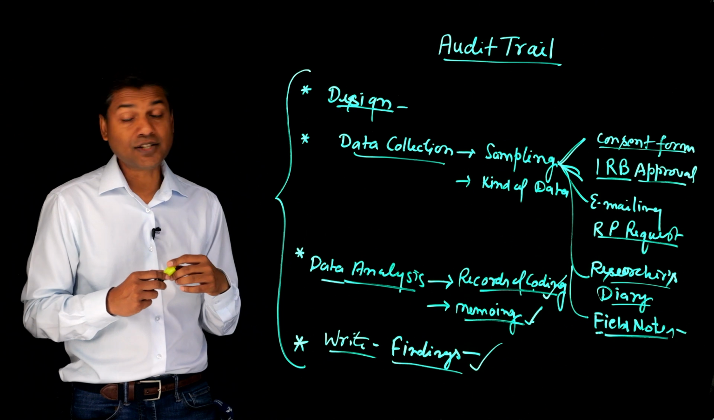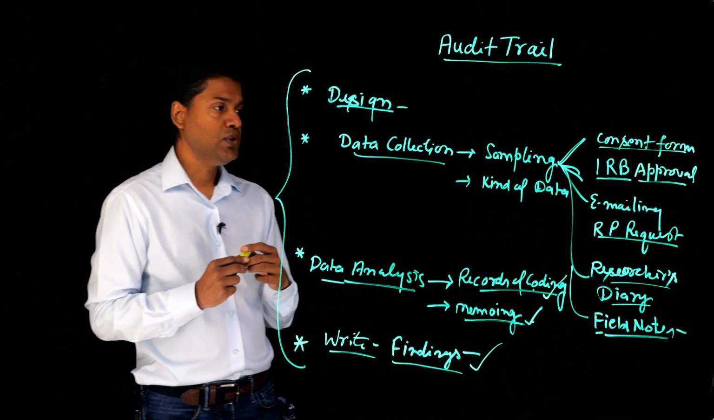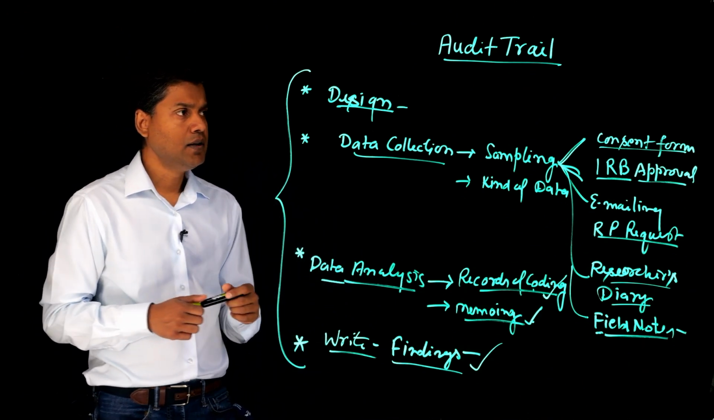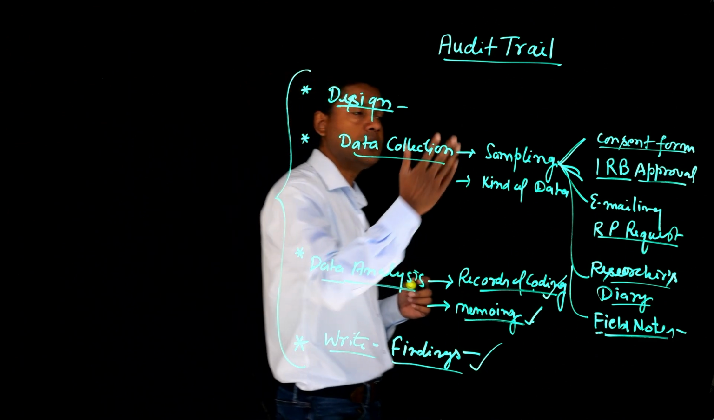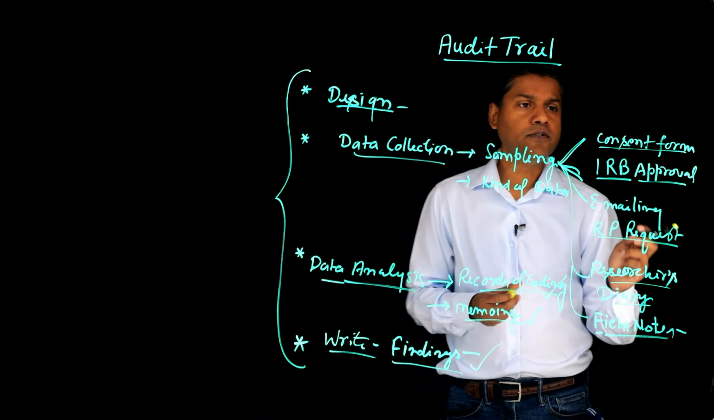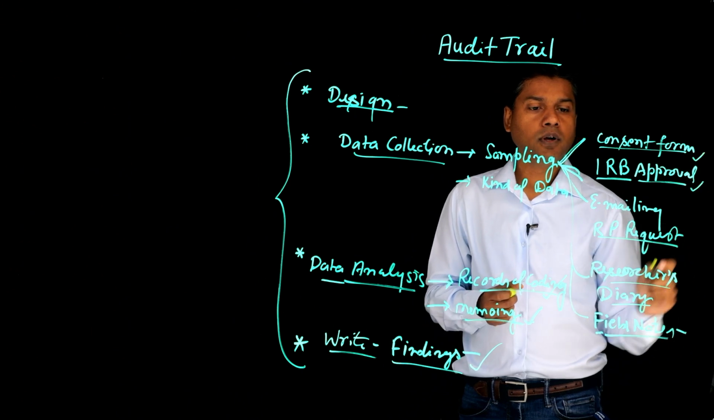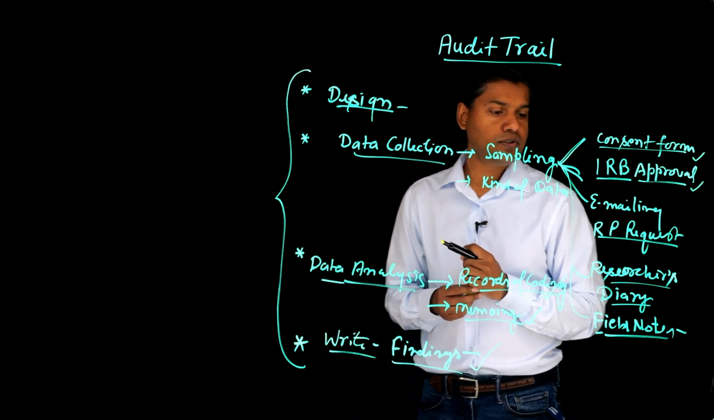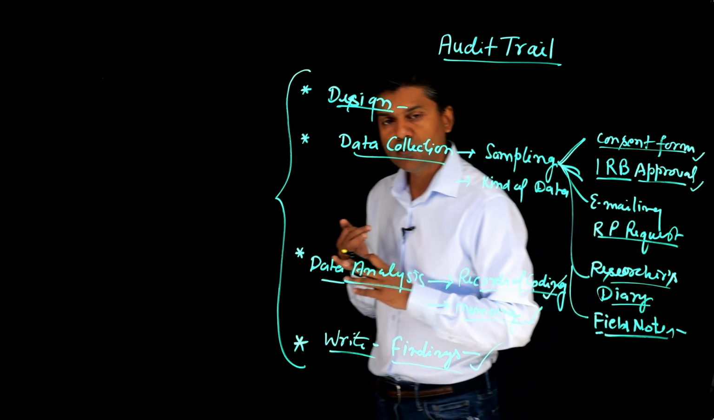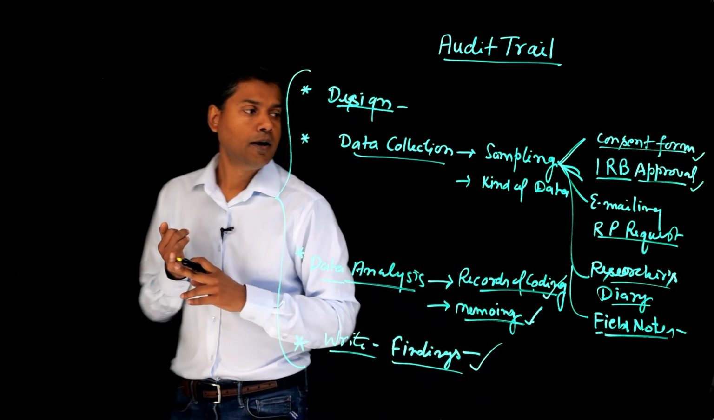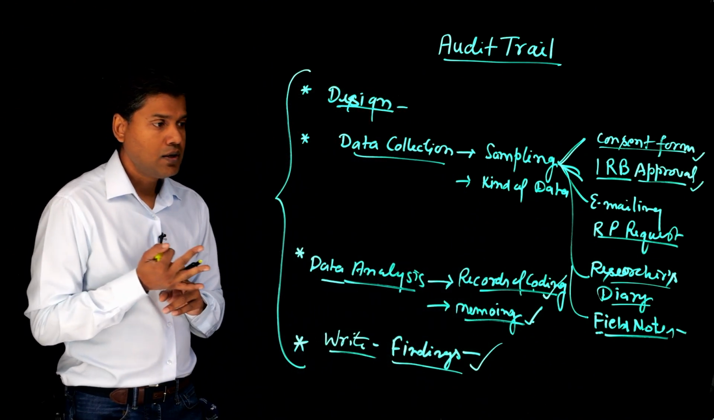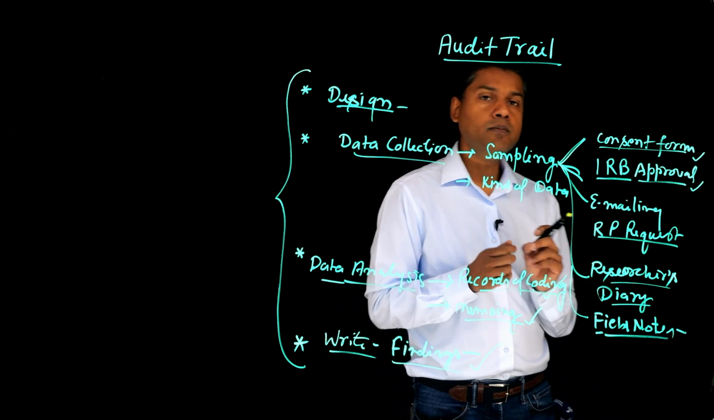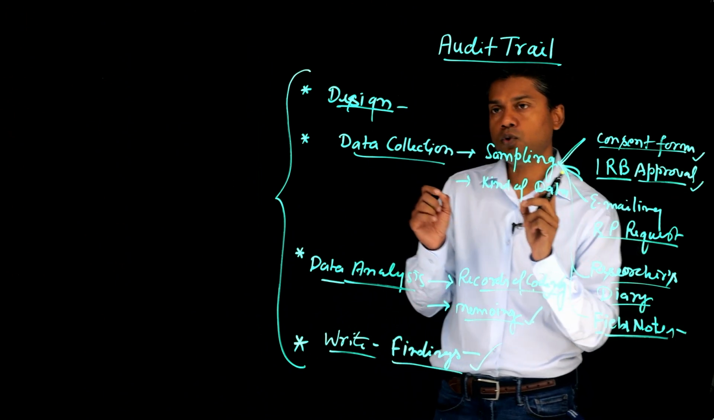Generally, reviewers don't ask for it, but if they ask, we should have it ready and provide those records. The most important records in terms of audit trail are obviously your consent form, your IRB approval, your distribution of the emails you send for research requests, your reflections, your researcher diary, your field notes, your memoing, and most importantly, which I think is very important, the records of your coding.